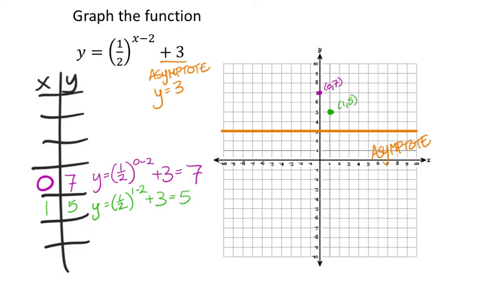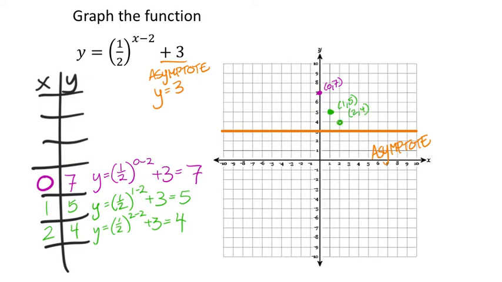So on the computer, we're going to need at least 4 values. Let's see what happens when we put 2 in. So that would be y equals 1/2 to the power of 2 minus 2 now, but plus 3. And from here, this will be 4. Just put that in the calculator. You should get 4. That's 2, 4. So my x is 2, my y is 4. There it is.